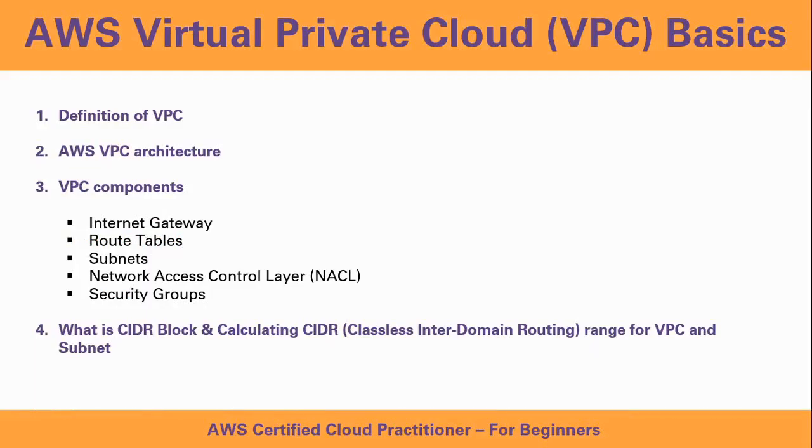Hi, in this video we will go through AWS Virtual Private Cloud basics. We will first go through the definition of Virtual Private Cloud. We will take a look at the AWS Virtual Private Cloud architecture. We will examine the VPC components. And finally, we will understand what is a CIDR block and how to calculate the CIDR range for the VPC and subnet. Alright, let's start.